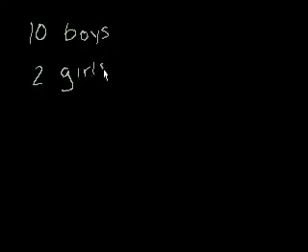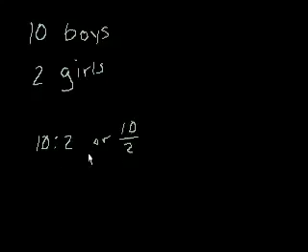Let's say there are 10 boys and 2 girls in a class. So the ratio of boys to girls would be 10 to 2 or 10 over 2. Those are two different ways of writing it. And we know from fractions that that's also the same thing as 5 to 1 or 5 over 1. We want to keep the 1 there because we know that it's a ratio of one thing to another thing.